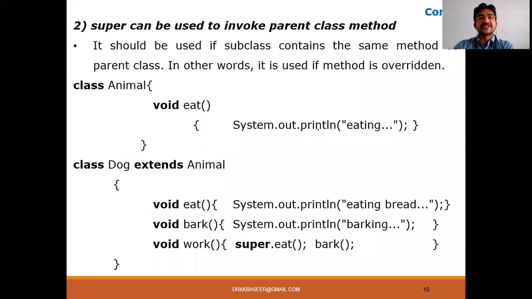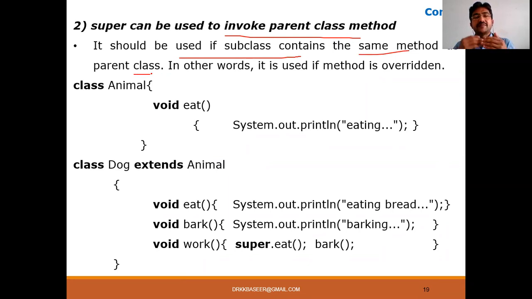Next, coming to the next use: to invoke the parent class method. It should be used if the subclass contains the same method. The subclass has the same method name and the parent class also has the same method name. This is method overriding.